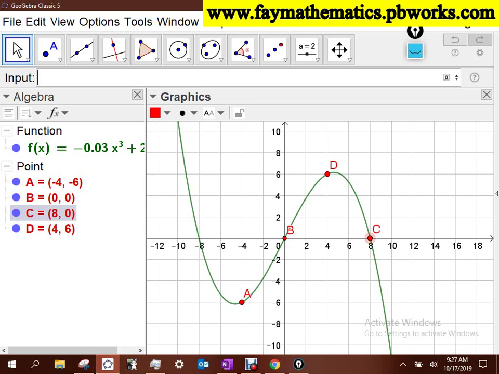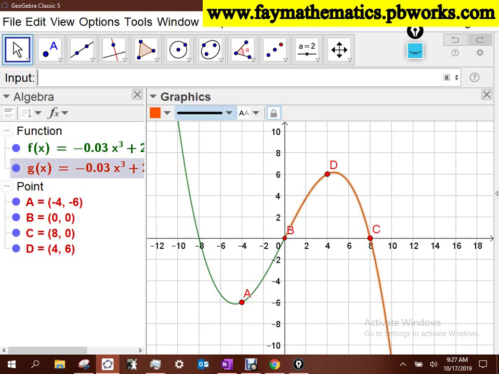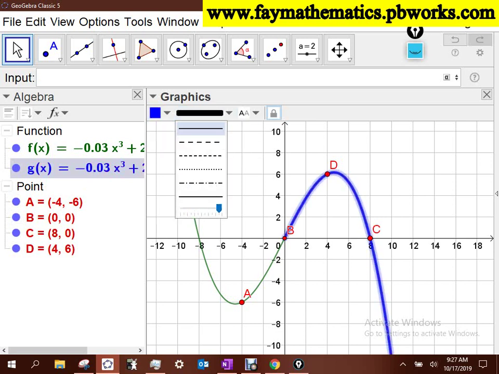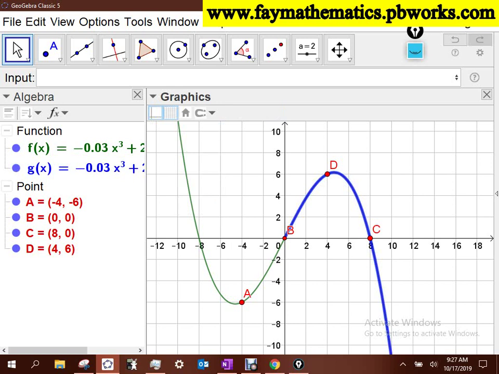I'm going to take f of x. So I'm going to say if x is greater than 0, let's graph f of x. So I'm just trying to get it to highlight. That's the code that we have to use just to highlight the part of the graph that is in the right half plane of the xy axis.